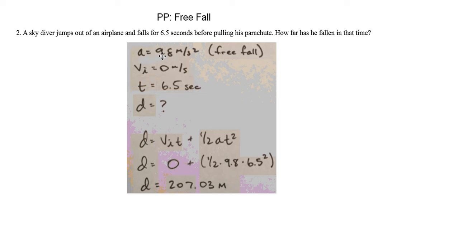So let's see what we have. 9.8 meters per second squared because of free fall. Vi, because he was starting at rest before he jumped out of the plane, is 0. Time is 6.5. D equals vit plus 1/2 at squared will give us what we need. And we're going to have 207.03 meters.